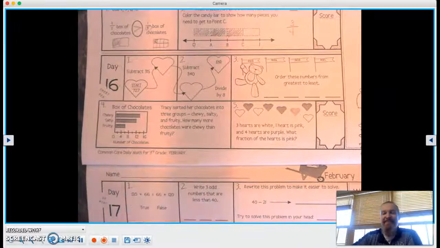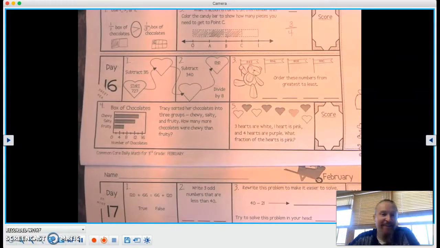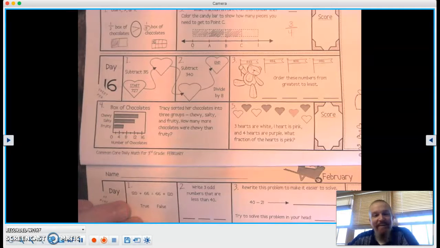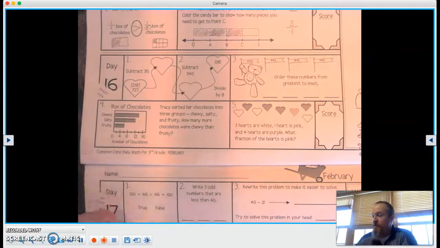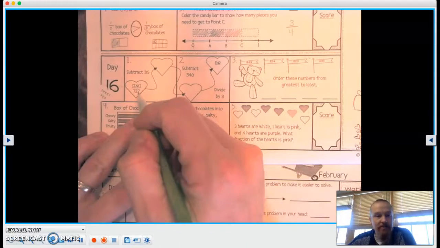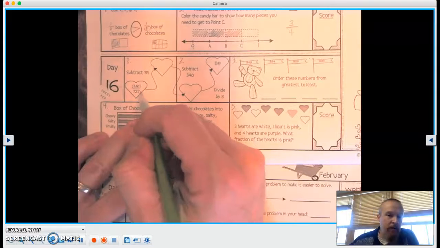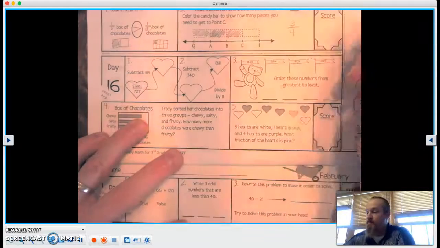Oh, boys and girls, here we are. Day 16 of our February daily math. We got a couple different parts to this problem here. We're going to start with the number 727, and we are going to subtract 315.